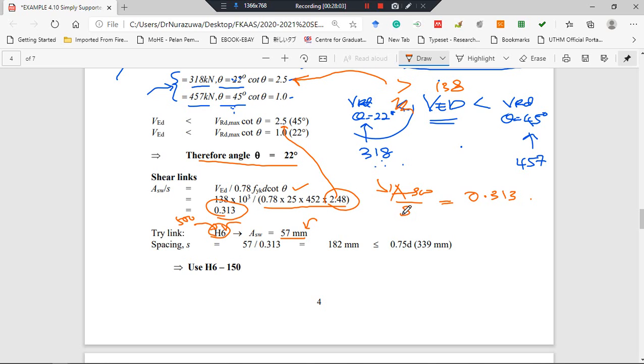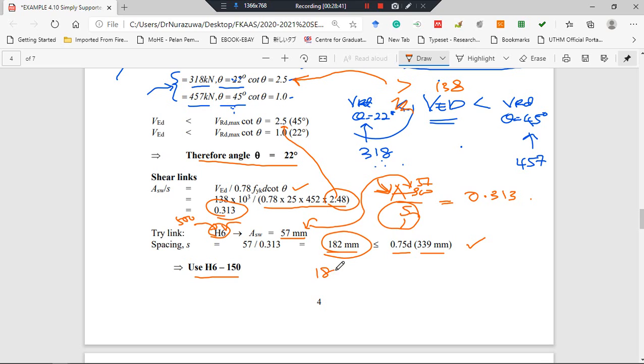When we substitute 57 into this equation, then finally we get S is 182. When compared with 0.75D, the value is 339 millimeter. So it is okay. Thus, we provide H6 spacing from one shear link to another shear link. The spacing distance is 150.